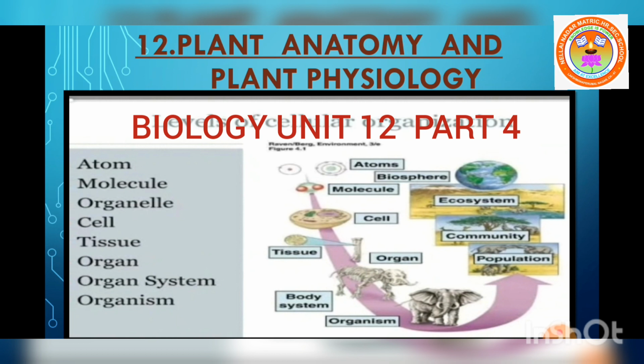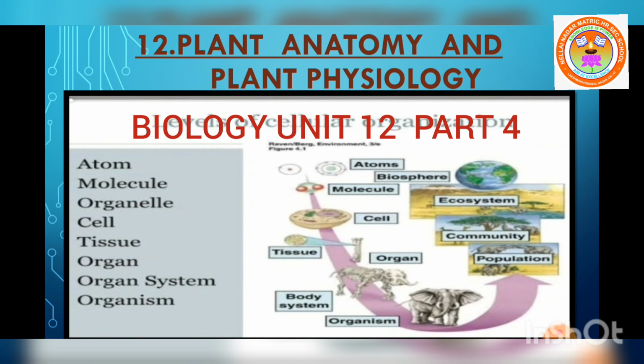Today we are going to discuss the internal structure of dicot root. The plants have various levels of cellular organization. It starts with atoms grouped to form molecules, molecules grouped into organelles, organelles grouped into cells, cells grouped to form tissue, tissue grouped to form tissue system, tissue system grouped to form organ, organ grouped to form organ system, and organ system grouped to form organism.